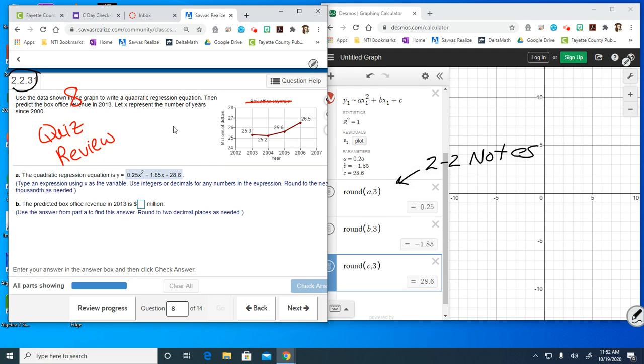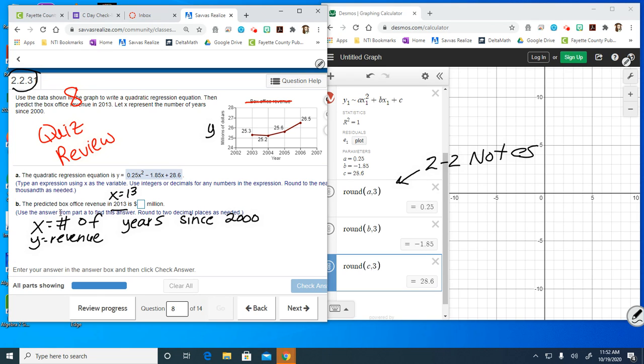Part B says the predicted box office revenue in 2013 is something. So we have to go back to our function and figure out what x and y represent. We know that x is the number of years since 2000. So in 2013, my x value is going to be 13. Revenue is the y value. So y equals revenue.